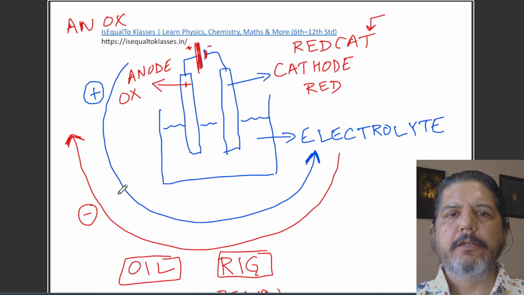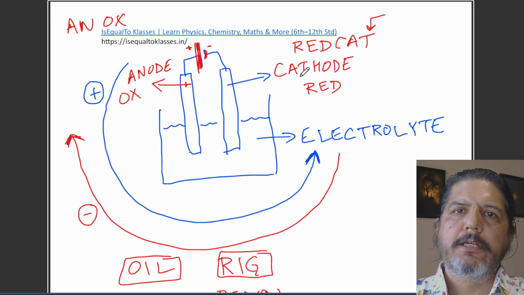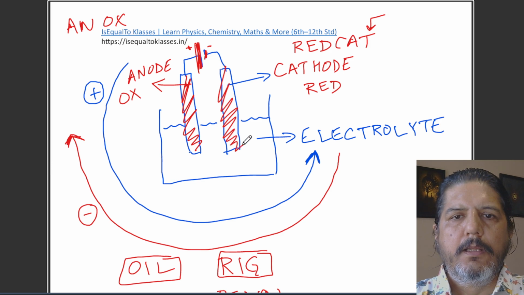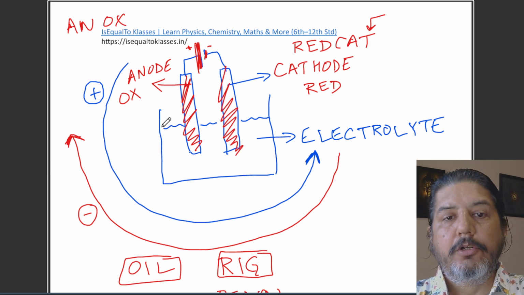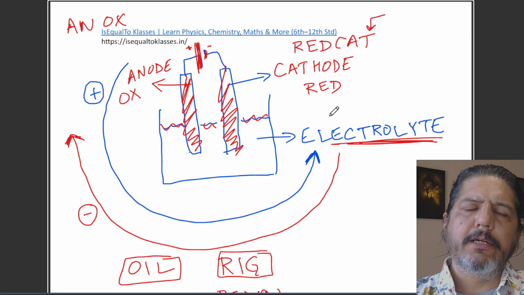So keep the anode, the positive side of the cell, always on the left-hand side of the paper, and the cathode on the right side of the paper. These are called the electrodes. The solution which will be there is called the electrolyte. It will be taking different kinds of conditions.